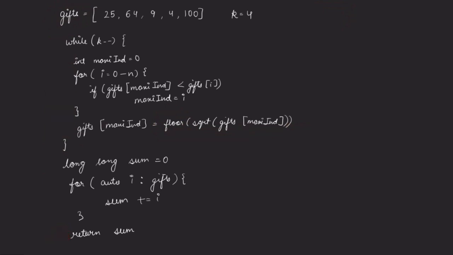Now in this particular case, what is going to be the time complexity? First, this loop is running k times, and inside this, for each k, this loop is running n times. So this particular part is running n into k times. And this loop is running n times. So can we say the time complexity of this particular code will be order of k into n plus n, somewhere around this? So this is going to be the time complexity.